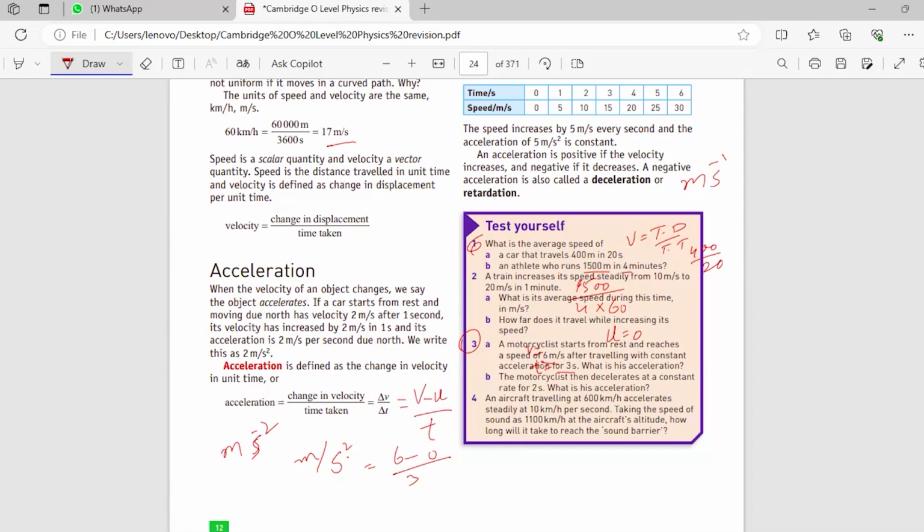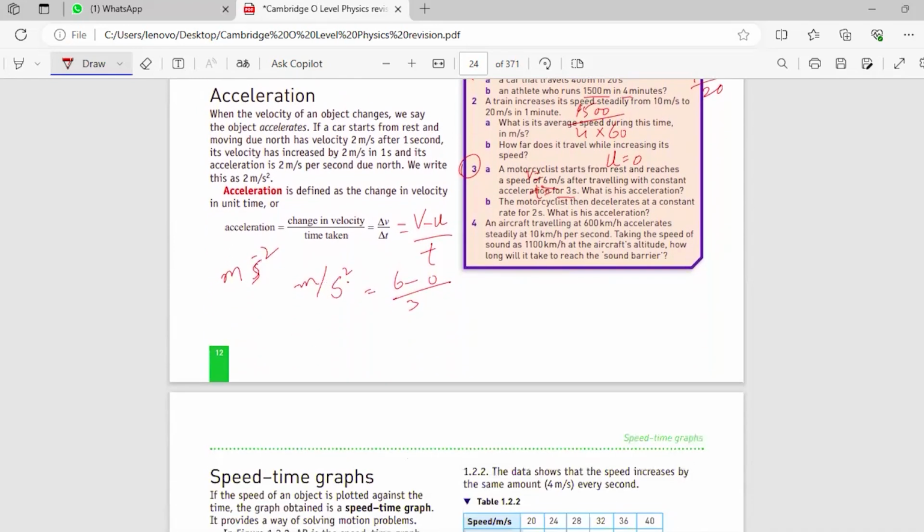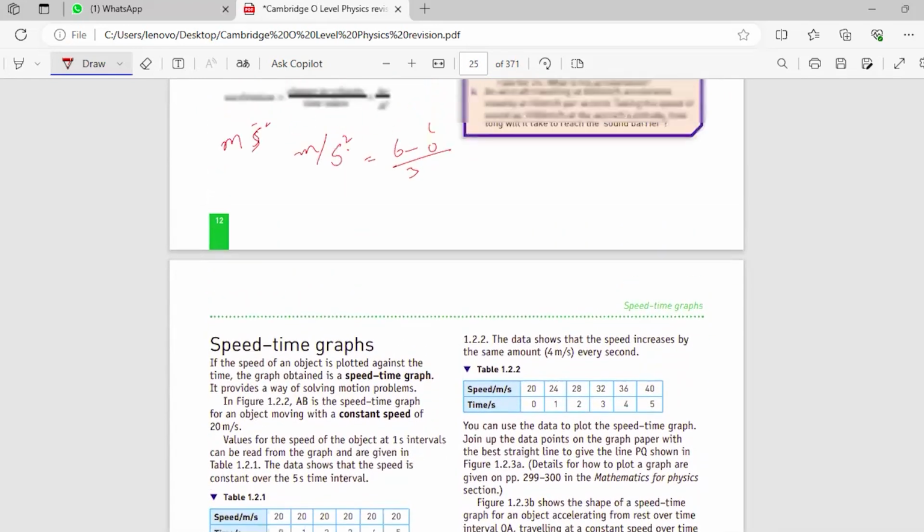If the particle's speed is decreasing, negative acceleration is called deceleration or retardation, when the speed is going to decrease or there is a negative gradient.